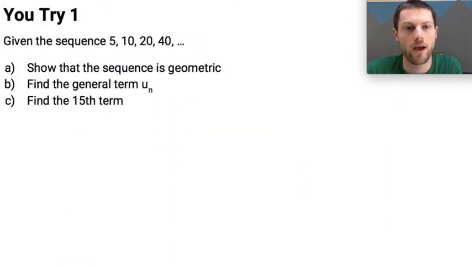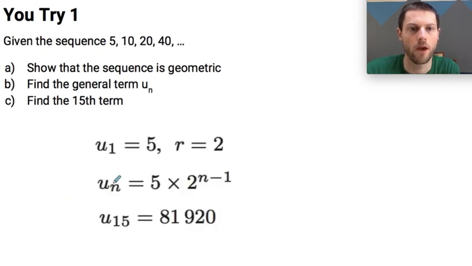All right, so why don't you try a problem that's very similar to the last one. We've got a new sequence, and you have to do these 3 things. So pause the video, give this one a shot, and we'll see how you did. All right, so this thing is geometric. We have an initial term of 5 and a common ratio of 2. Here's my general equation, and then here's what u sub 15 is equal to, 81,920.